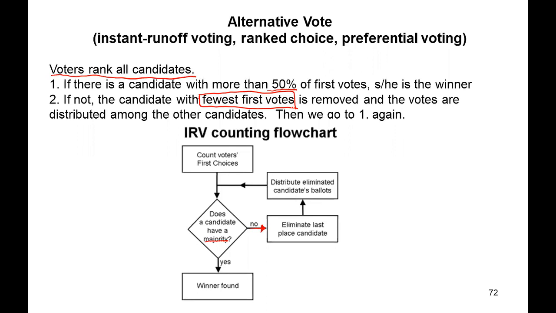In this procedure, we take a look at the candidate with fewest first votes. This candidate is eliminated, and we have to distribute the eliminated candidate's ballots among other candidates. So those votes are not wasted. We just remove the name of this candidate from the ballot, and the next candidate on the list gets the vote of this particular voter. And then we take a look at the results. Is there a candidate with more than 50% of first votes? If yes, this candidate is the winner. If no, we go through the elimination procedure again.